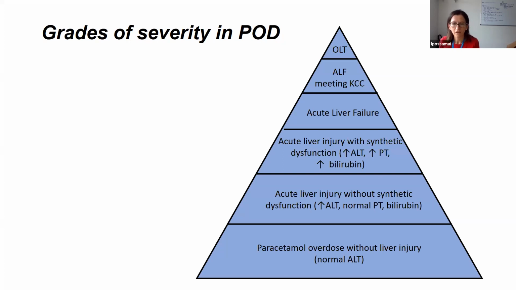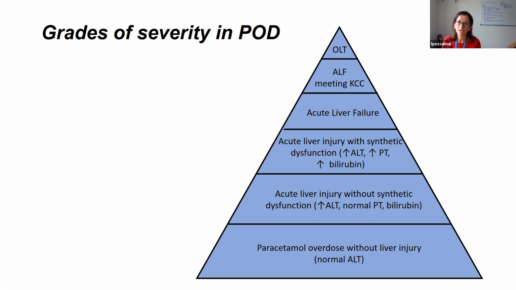And so I just want to take you through this pyramid that I've done of the severity of paracetamol overdose. A lot of patients who take an overdose won't even develop any liver dysfunction at all, with a normal ALT. And then you'll see a proportion of patients who will develop what we call an acute liver injury, in terms of having an elevation in their ALT or AST, but without synthetic dysfunction. And by synthetic dysfunction, I mean an absence of coagulopathy, so a normal prothrombin time, and an absence of jaundice, a normal bilirubin. It's particularly the coagulopathy that develops earliest in paracetamol overdose.